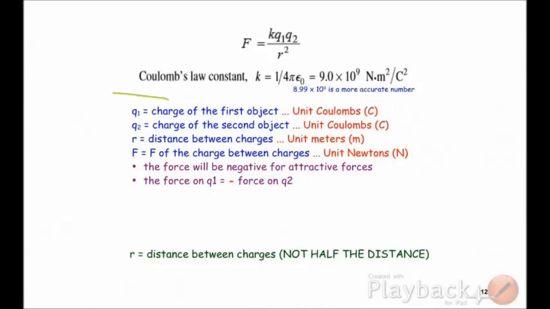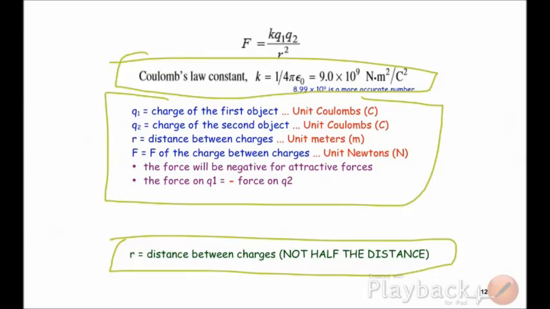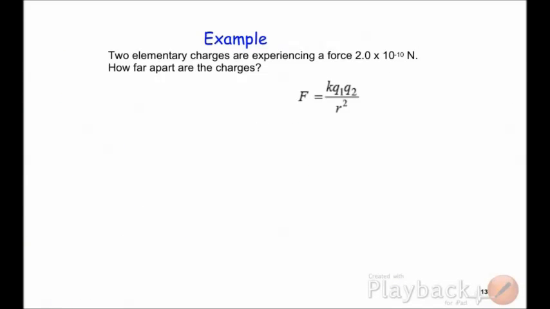Alright, so here's a breakdown of what each of them mean. And here's the K for Coulomb's law, 9 times 10 to the 9th. Keep in mind, r is the distance between the charges, not half the distance. Because r, people think radius and they want to go half. Alright, for an example, here's a question.